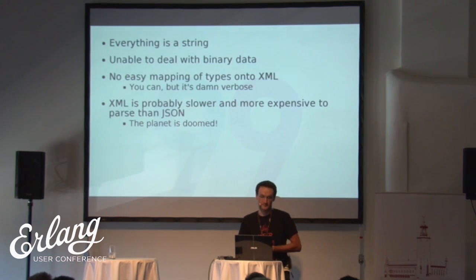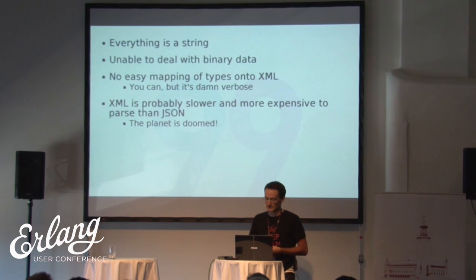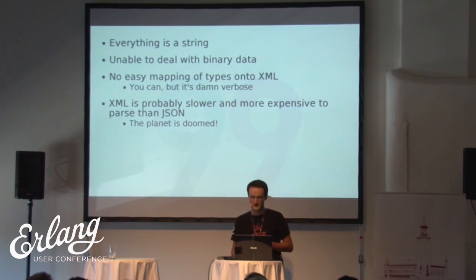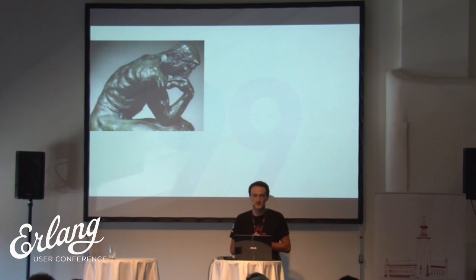XML, well, it's a little like HTML, except XML is better for what we want to do because we can describe types and so on, but we still can't easily send binary data, and XML is very slow. It's probably worse than JSON, so XML is also responsible for global warming. And yeah, we are doomed. So what are we going to do? I have no idea.